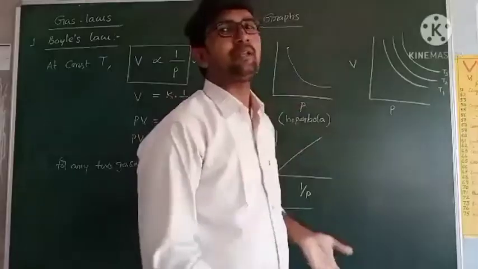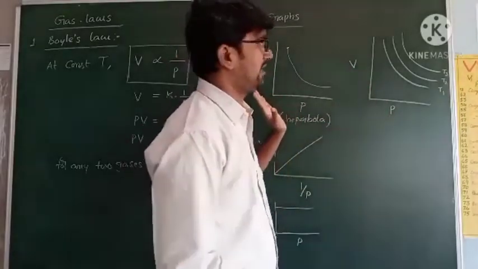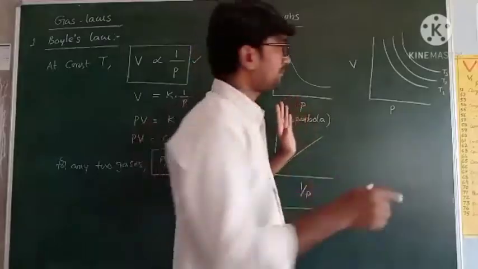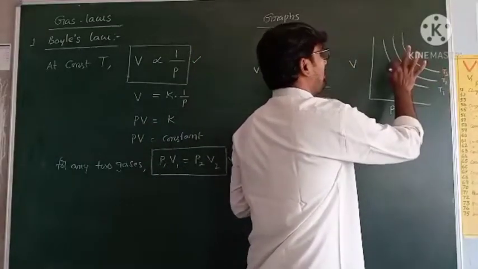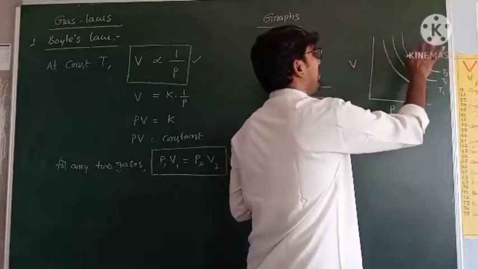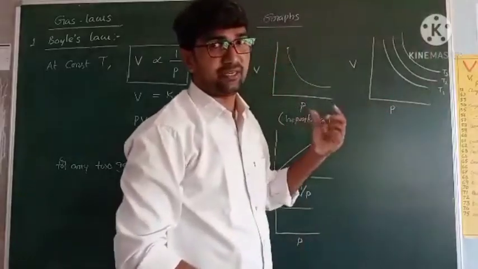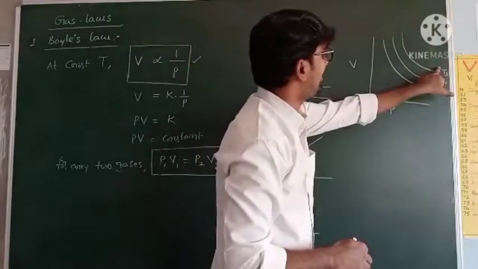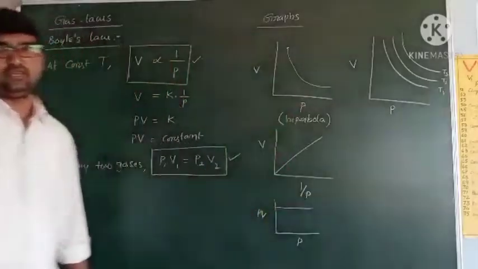But we observe only hyperbolas because volume and pressure are always inversely proportional to each other. But remember, this temperature is low, high and high. It indicates that if temperature increases, volume also increases. That's why this graph is up. Sometimes for a graph's identification, T1, T2, T3 is given in the opposite way, which is wrong. Remember this one.